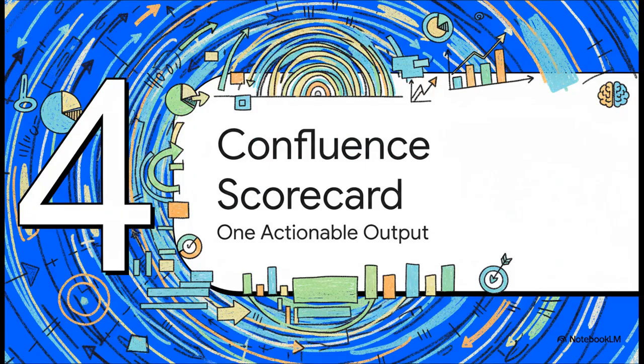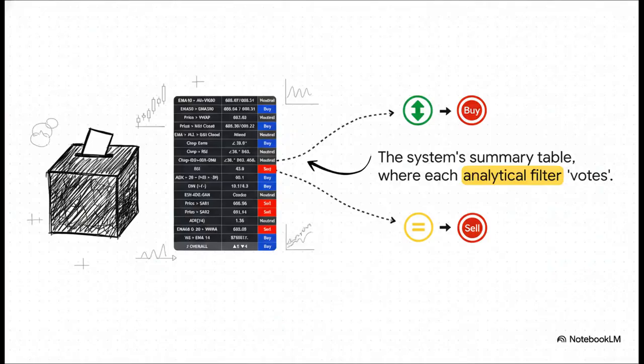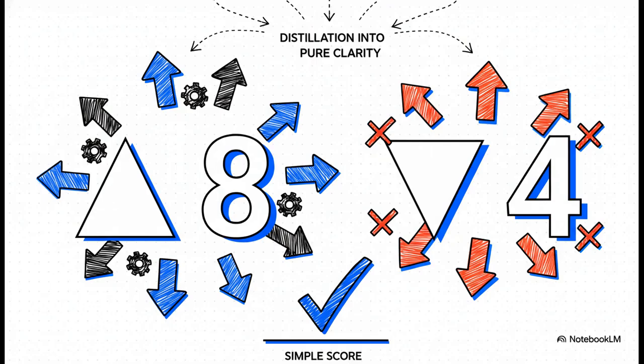Now, I know what you're thinking. That sounds like a ton of stuff to keep track of, right? But here is the genius of the system. All of that complex, multi-layered analysis gets boiled down into one simple, actionable thing, the Confluence scorecard. And what you're looking at right here is the scorecard in action. The best way to think about it is like a vote on where the market's headed. Every single one of those analytical filters, from trend indicators to regime filters, gets to cast its vote: buy, sell, or neutral.